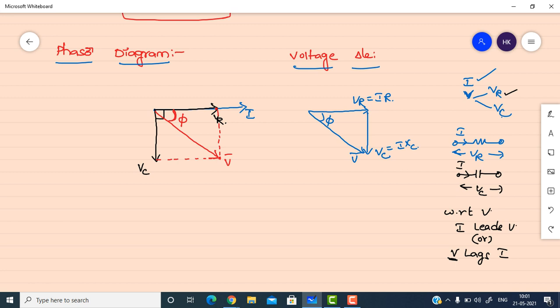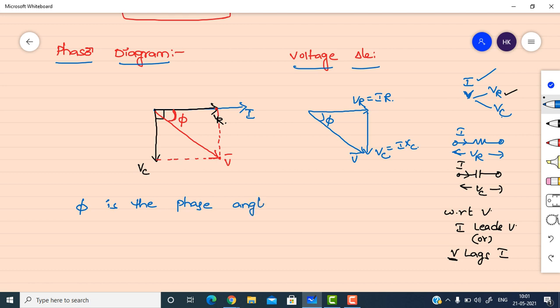In phasor diagram, no need to represent. Clear? So here phi is the phase angle difference between voltage and current.